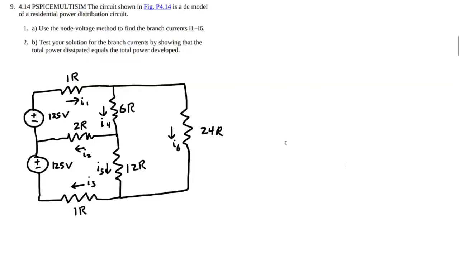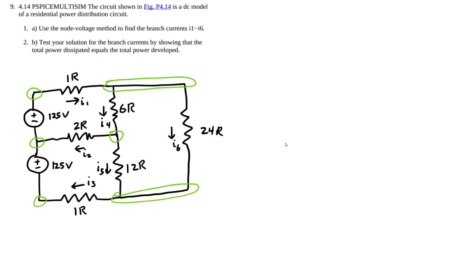Alright, so for 4.14, we're going to follow up and continue using the nodal analysis to solve this circuit. So we have 6 currents to solve for in this circuit, and we can find all of them using Ohm's law, but we first need to know the voltage drops across the resistors. So first thing we're going to do, label our nodes. That's a node, that's a node, that's a node, that's a node, and that's a node.